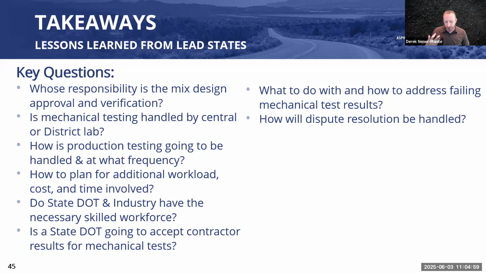Again, any production level testing, whether it's go, no go, whether it's incentive, disincentive, et cetera, how is that going to be handled and at what frequency? Often this is a big discussion about throughput. What's the ability? What resources do you have, both at the contractor and the owner level? And how to plan for that additional workload. Because what most have found, at least in the short term, it's going to be more work.